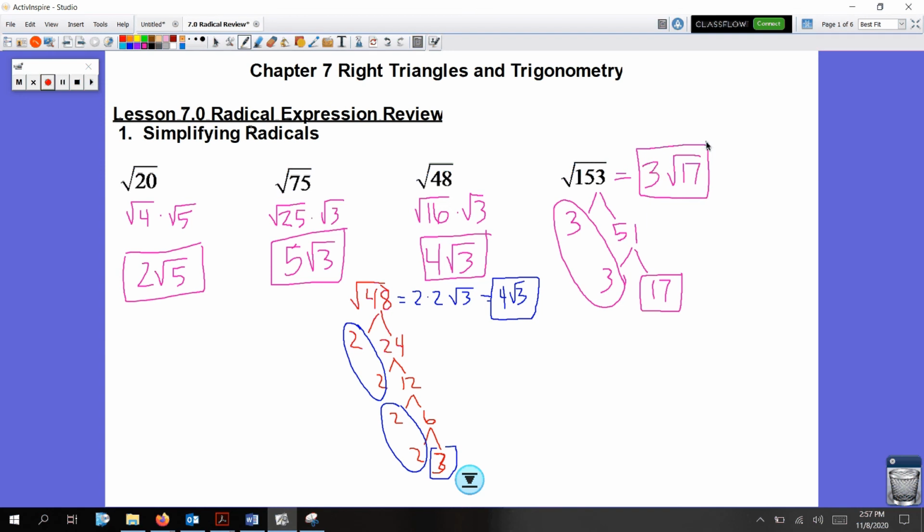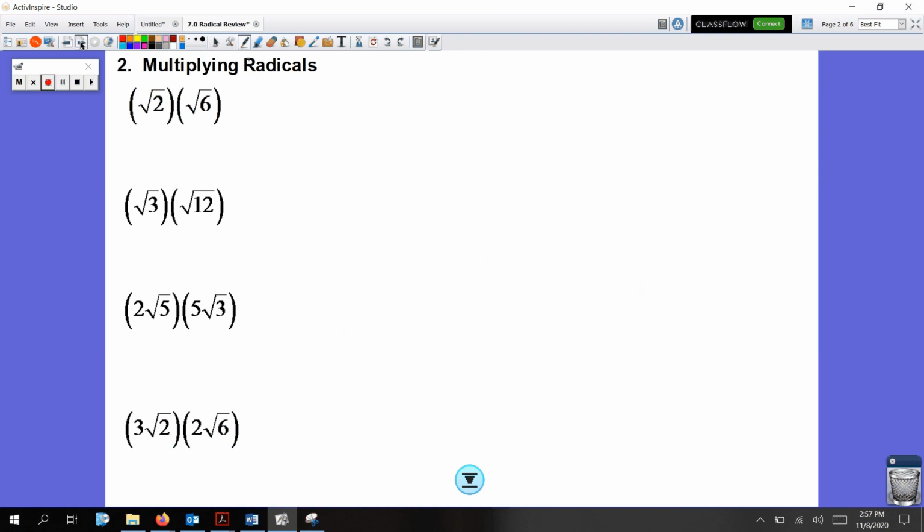All right, now let's talk about multiplying radicals. When you multiply radicals, you multiply like terms, right? So square root of 2 and square root of 6 are both square roots. So I'm going to just multiply those together. And 2 times 6 is 12. Square root of 12. Now the problem here is I need to reduce. This has to be in the most reduced radical form.